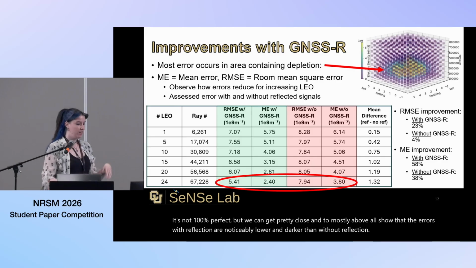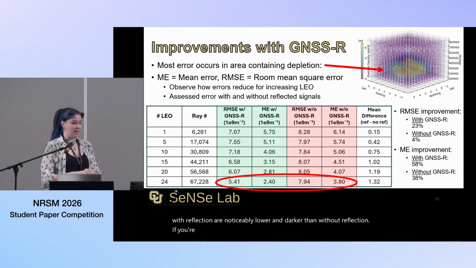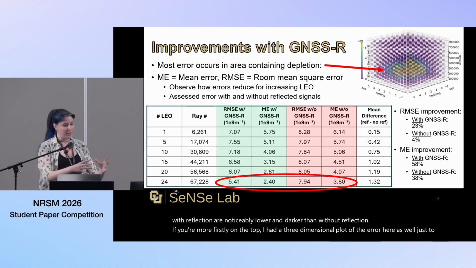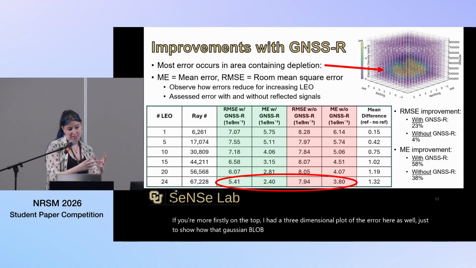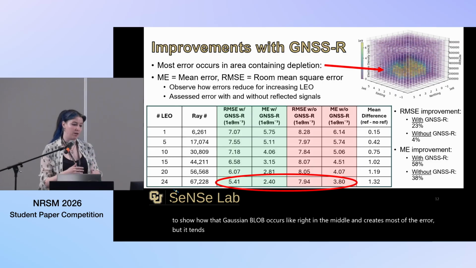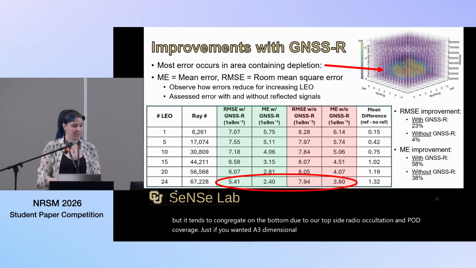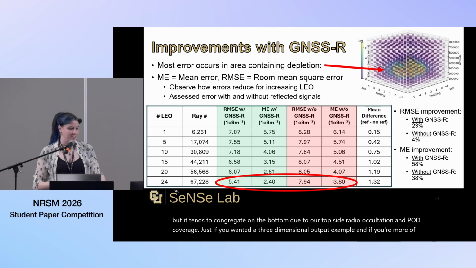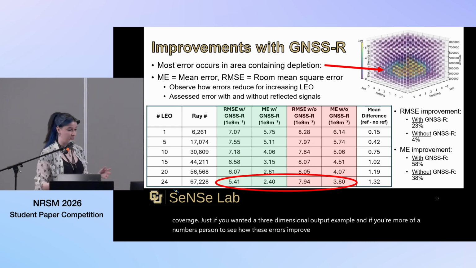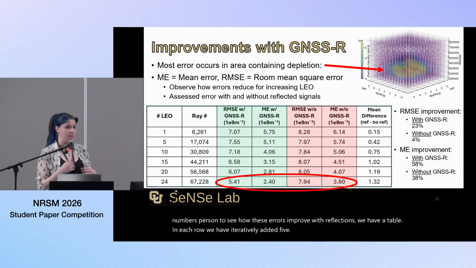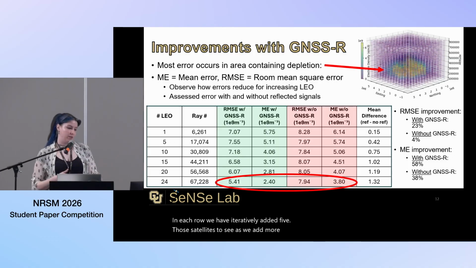Firstly, on the top, I had a three-dimensional plot of the error here as well, just to show how that Gaussian blob occurs right in the middle and creates most of the error, but it tends to congregate on the bottom due to our topside radio occultation and POD coverage, just if you wanted a three-dimensional output example. And if you're more of a numbers person, to see how these errors improve with reflections, we have a table. In each row, we have iteratively added 5 LEO satellites to see, as we add more data, more satellites, more reflections, more ray paths, how those errors reduce.